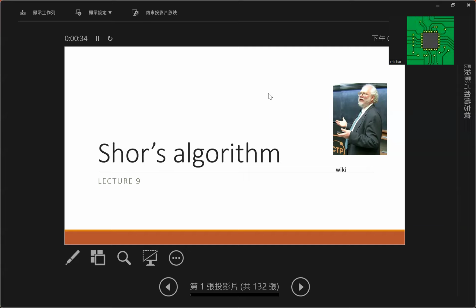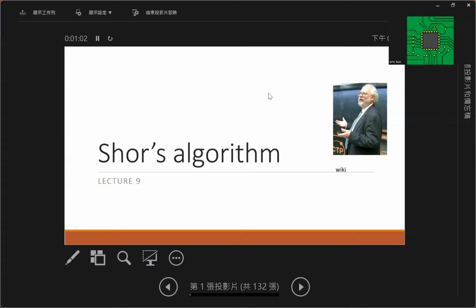Because in this lecture, we are going to introduce the so-called Shor's algorithm, which you can view as basically the most important quantum algorithm in history. Because simply speaking, before Shor's algorithm, the most famous quantum algorithm is Simon's algorithm.